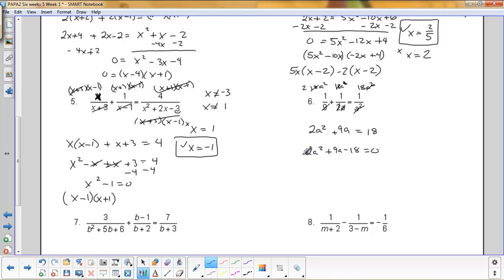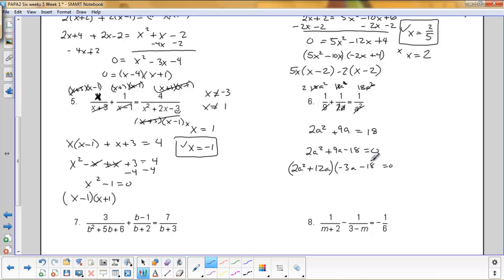We need the two numbers that multiply together to make 36 and add up or subtract from each other to make 9. That will be 12 and 3. 2a squared plus 12a minus 3a minus 18.